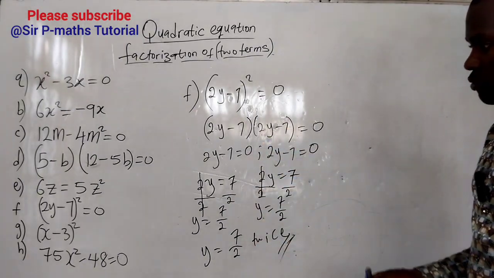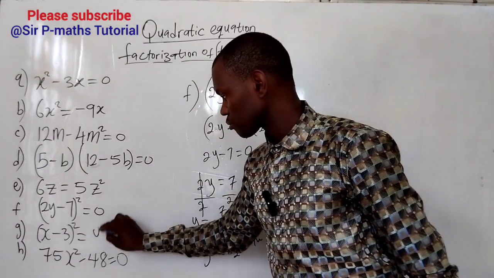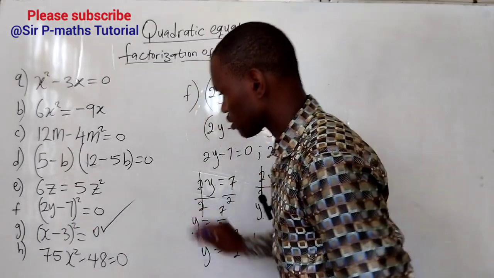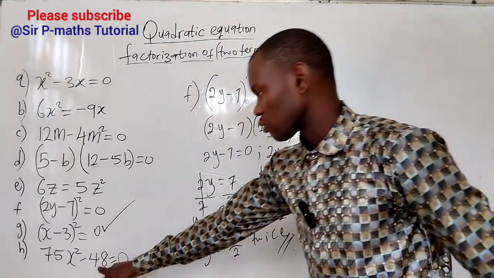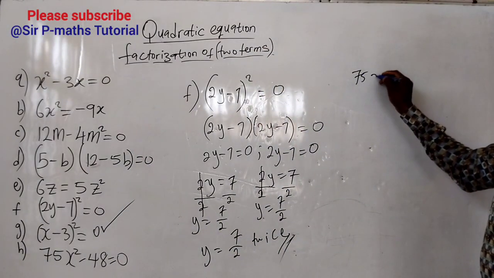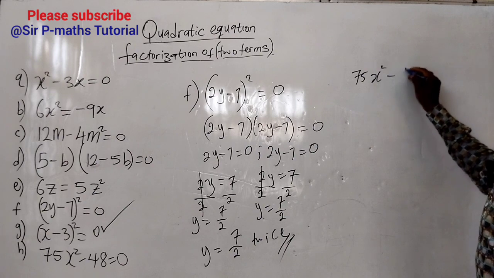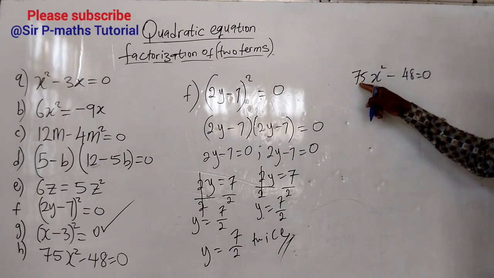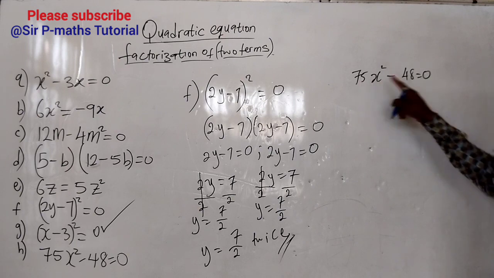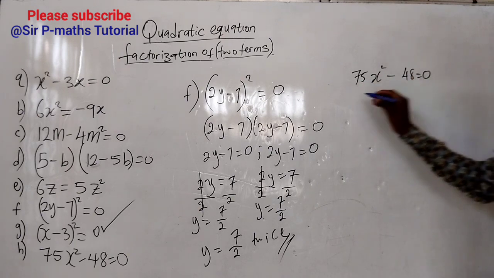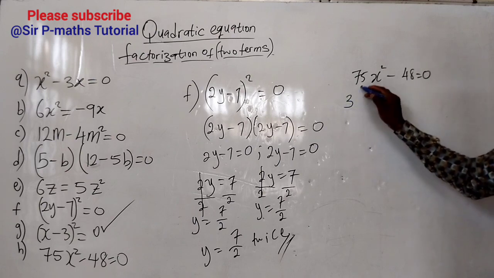Then the next one, we do the same thing here, so you can actually perform it yourself. Then let me solve the last one here, h. I have 75x squared minus 48 equal to 0. Alright? Check for a common term in both of them. 3 can divide 75, 3 can divide 48. So I can bring it outside.